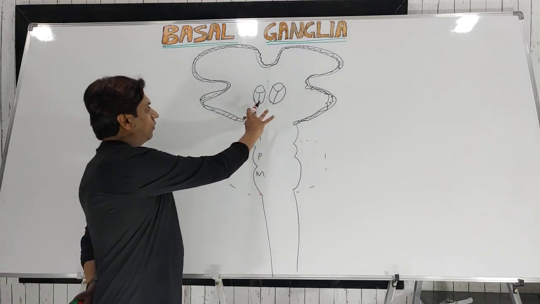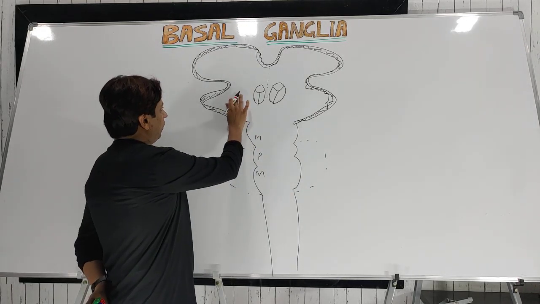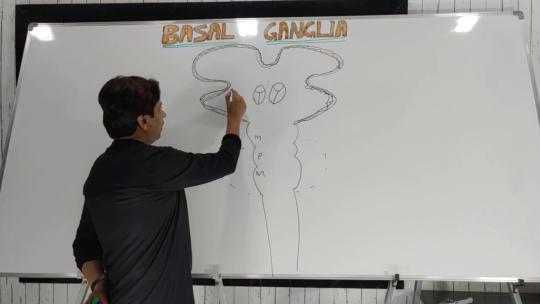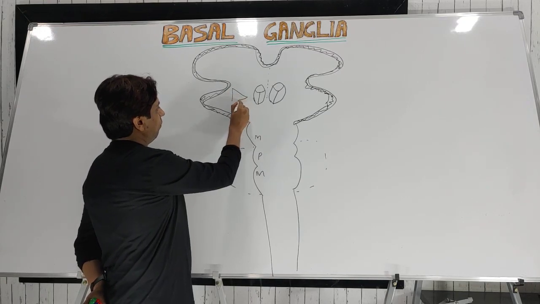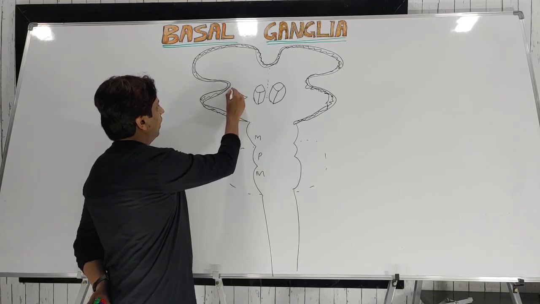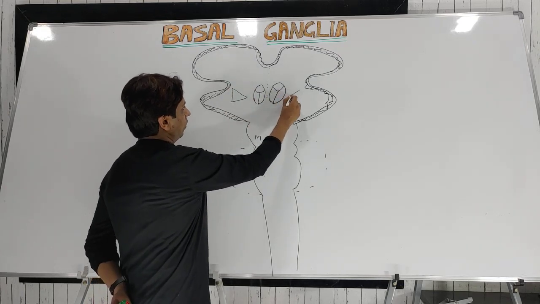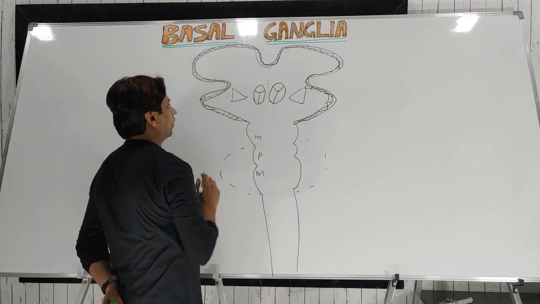So this is the thalamus. Now just lateral to the thalamus there is a mass of gray matter which appears like a lens. That's why the name given is lenticular nucleus.